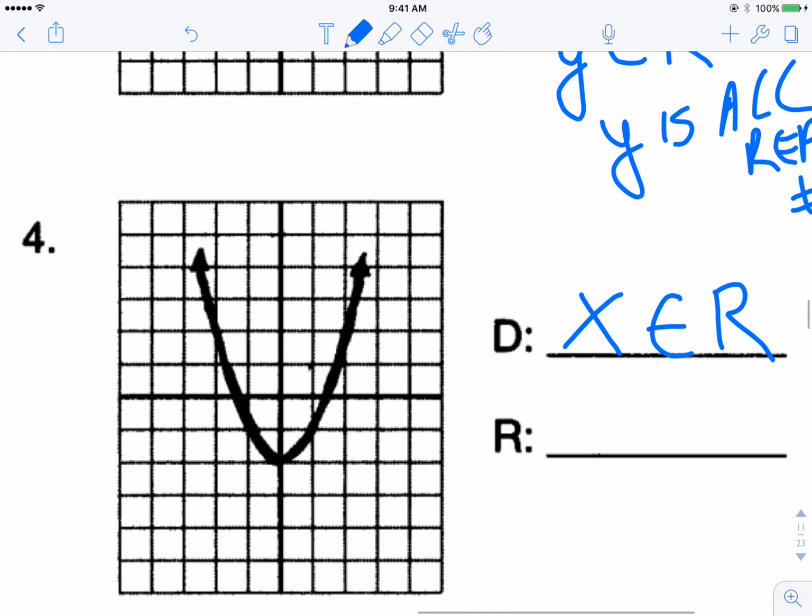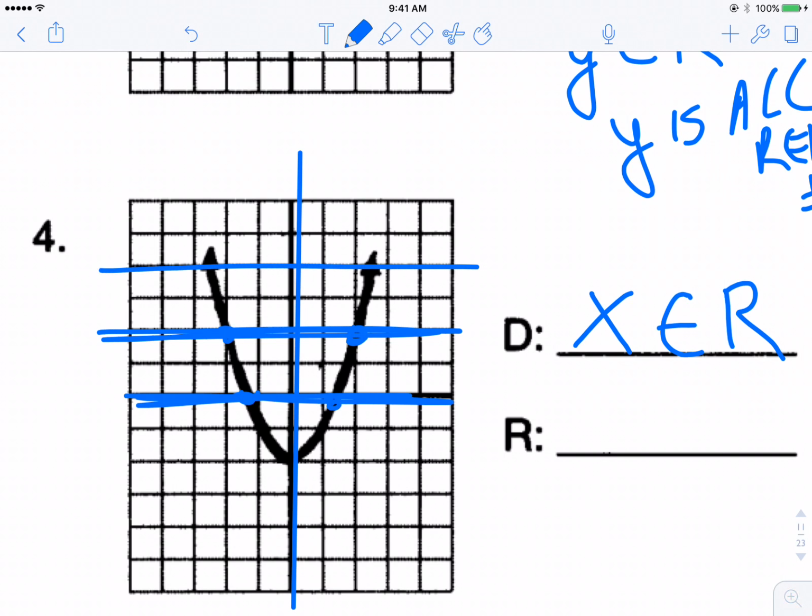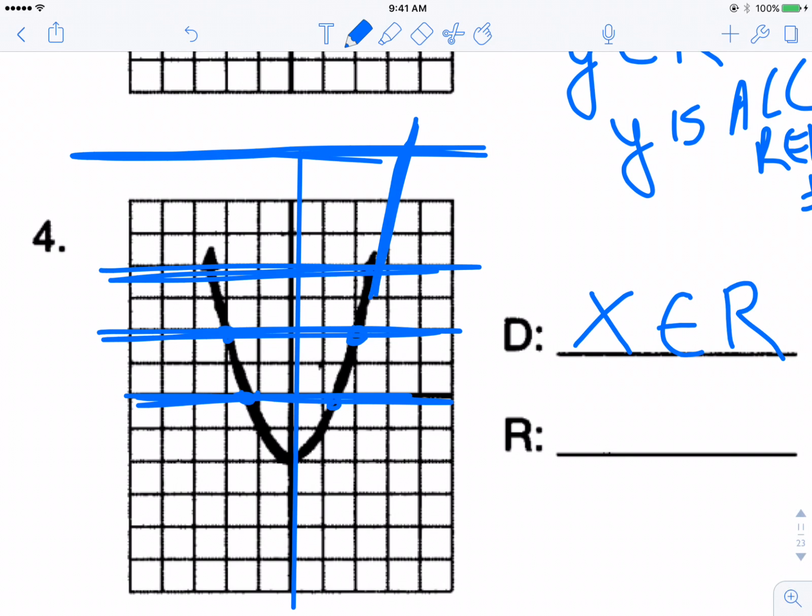Then we look at our range, our possible y values. Remember, our y is this axis, our vertical axis. Can we have a y value of 0? Yeah, actually 2 of them. One here, one here. Can we have a y value of 3? Yes, again, 2. How about 4 or 5? Yes. Can we have one way up here at like 8? Sure. Eventually these lines would cross and we would have y values up there.